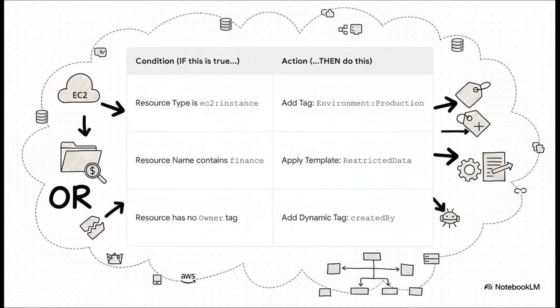So the engine is built on this simple but really powerful if-then logic. You define a condition, like if a resource is an EC2 instance, or if its name contains the word finance, and then you define the action, then add a specific tag.